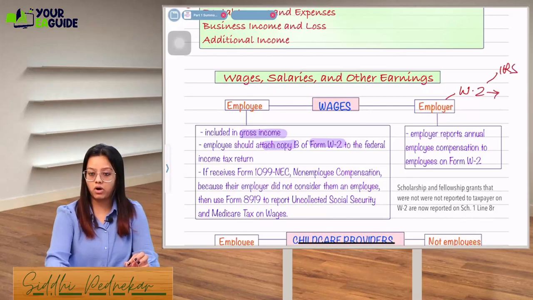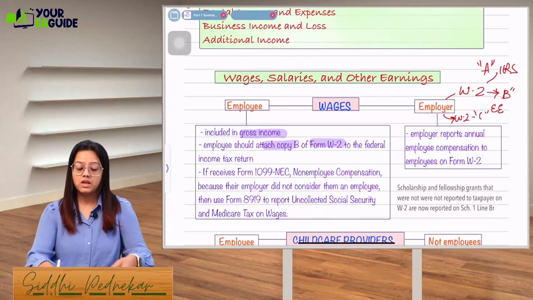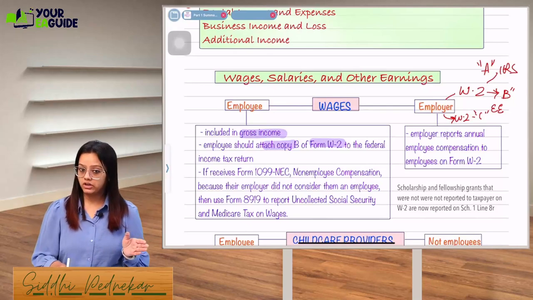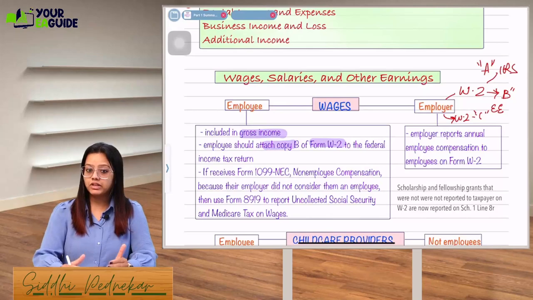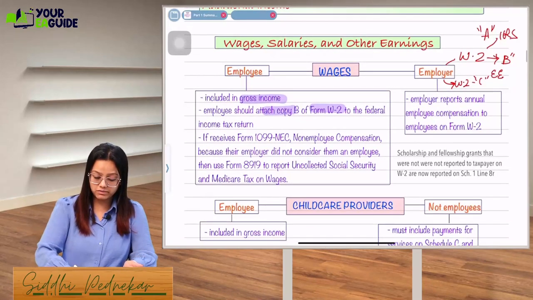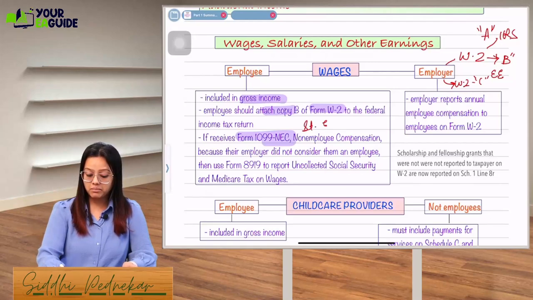They will give you one copy, copy B. Copy A will go to the IRS, copy B will go to the employee from whom the payroll taxes are deducted, and copy C will be retained by him for future records. Okay, so being an employee, it will be included in the gross income. Employee should attach copy B of the W-2 form, and if they receive a 1099-NEC, this we have already seen in the class, that if you are a statutory employee, right?